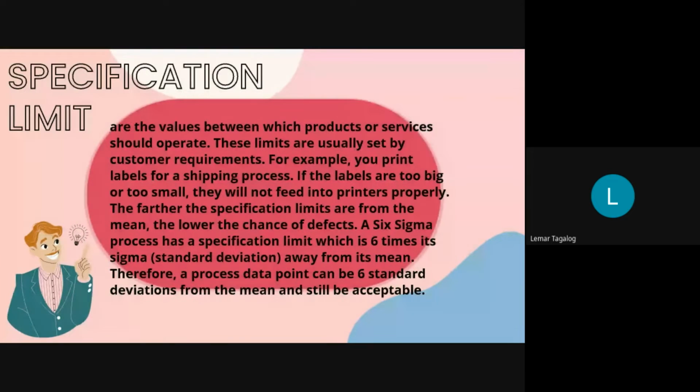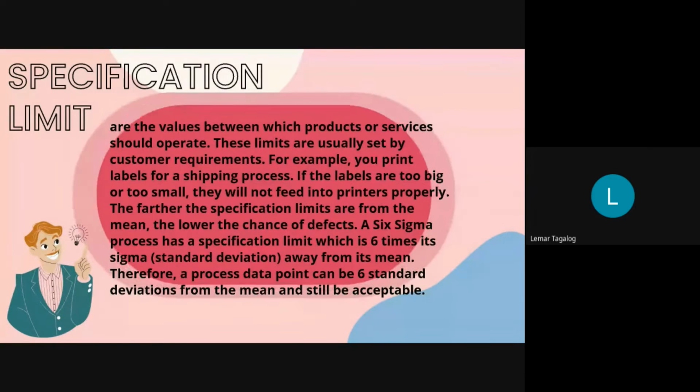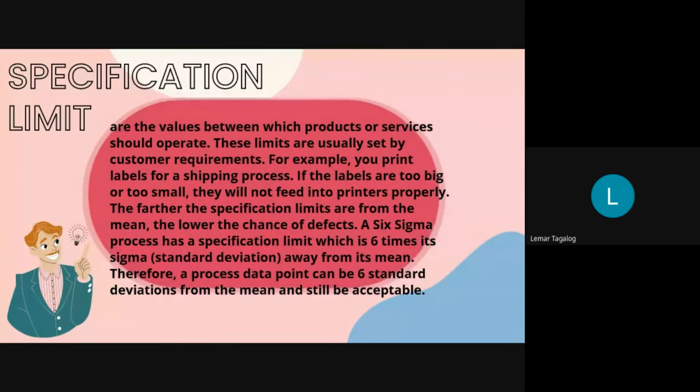Specification limits are the values between which products or services should operate. These limits are usually set by customer requirements. For example, you print labels for a shipping process. If the labels are too big or too small, they will not fit into printers properly. It's natural for a manufacturing group to be concerned with the product's specification limits, the upper and the lower limits imposed on the process. Specification limits are sometimes designated by the producer's definition of quality or, most frequently, a customer, in an attempt to narrow the distribution of a product's properties.